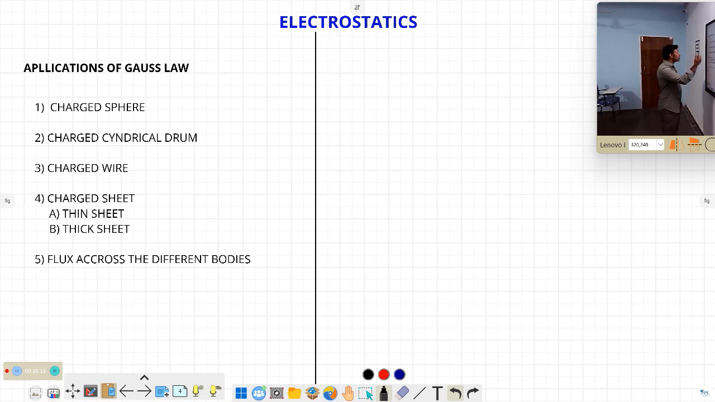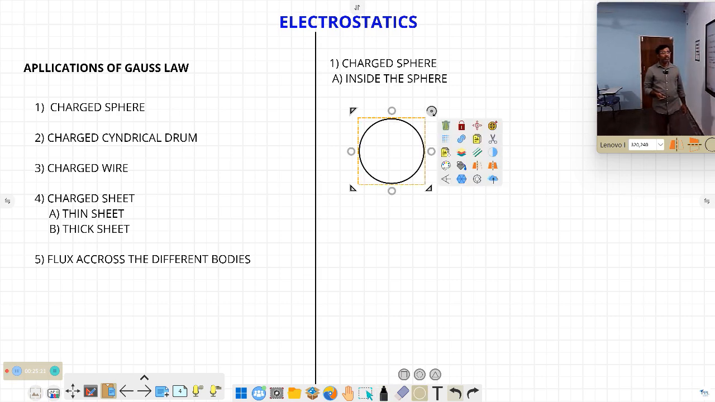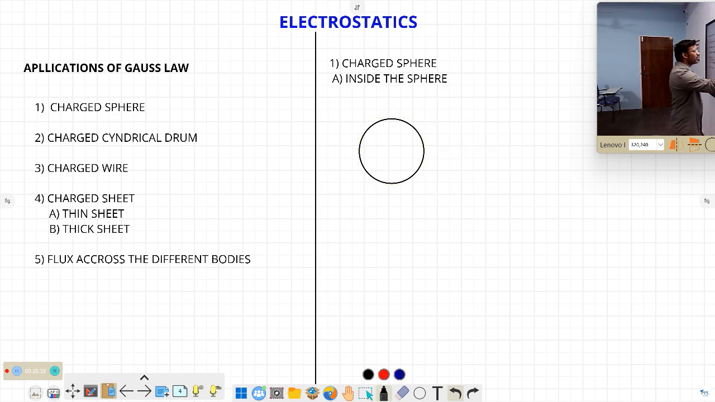So first, which one are we going to discuss? Applications in the charged sphere. Now come to the first application, the charged sphere. In the case of the charged sphere, now we are calculating inside the sphere. This is the sphere we have taken. Now this sphere has a center and a radius. The radius of the sphere, take it as r. Now we charge this one.